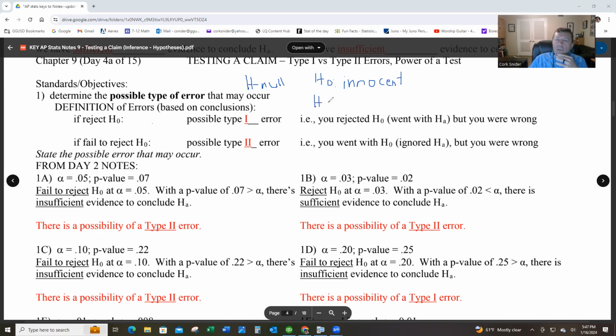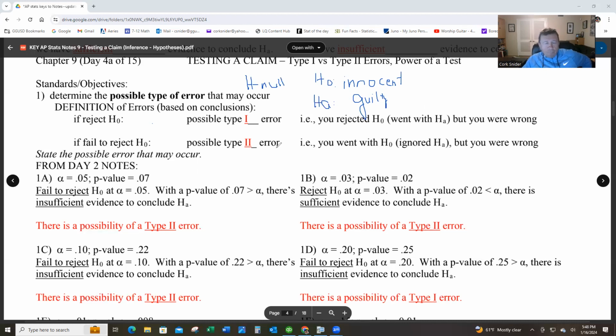HA is the alternative hypothesis. To give you a sense of that, HA is always actually what you're trying to prove. You're trying to prove that the person is guilty. It's really simple. HA, the alternative hypothesis, is what you're always trying to prove. H0 is the default position.